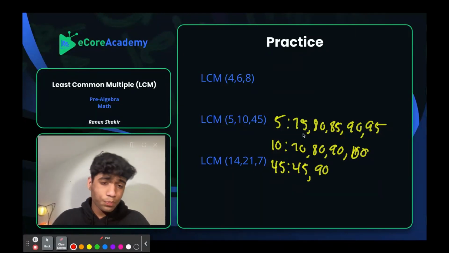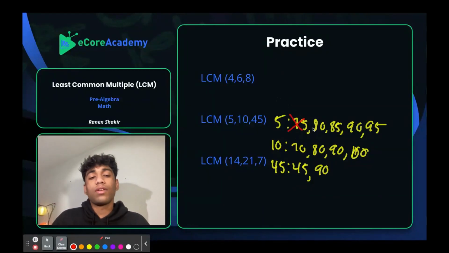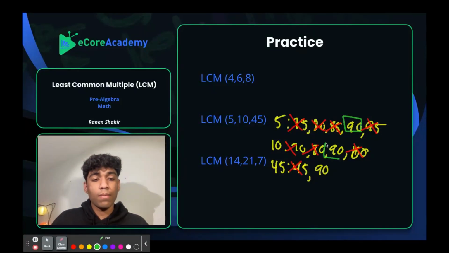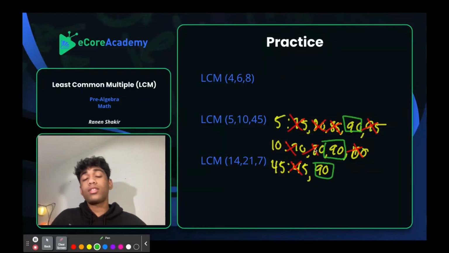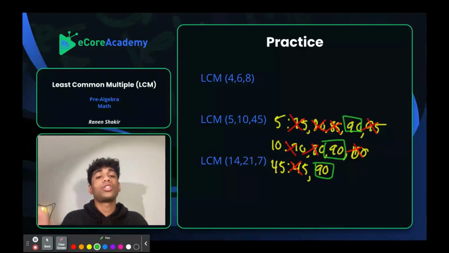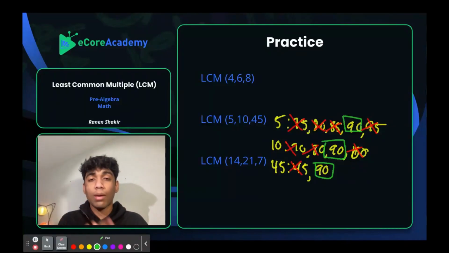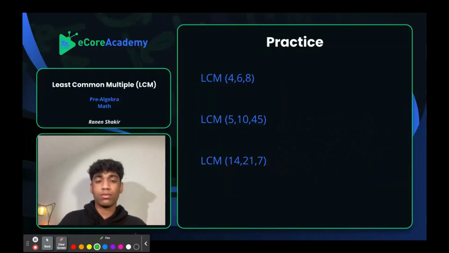So if we figure it out, we can see that 75 doesn't work, 80 doesn't work, 85 doesn't work, 90, yeah, they all have it, 95 doesn't work, 100 doesn't work, 70 doesn't work, 45 doesn't work, and so there you go. The LCM is going to be 90. Keep in mind, if you have multiples that are shared after the first one, they're still multiples of the number, but they're not the least common multiple, the lowest number. That's what we're trying to figure out, and this is going to be helpful for fractions when we go into that later on in the course.